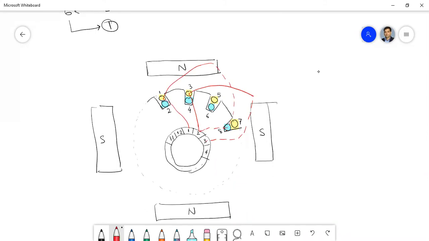Okay. So now one more thing you have to incorporate here, that is the current direction. So what is the current direction? How are the current directions determined? Now the current direction is determined from the direction of rotation.